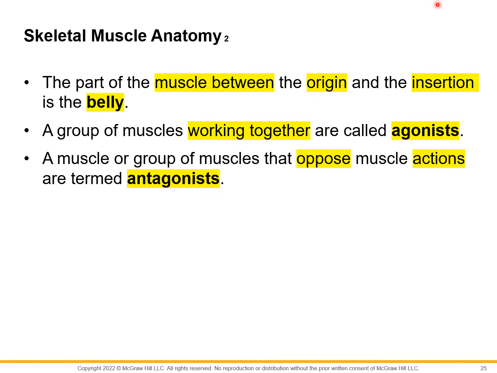Muscles also have bellies, the segment in the middle of the origin and the insertion. So we would refer to that as the belly of the muscle. Now, if a certain group of muscles work together and either they move in a similar direction or they create the same motion, then we would call them agonists. But if their actions are opposite to each other, then we would refer to them as antagonists.